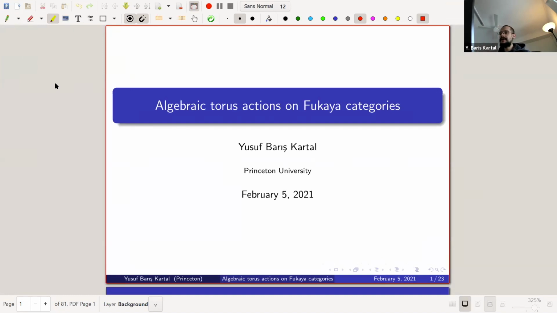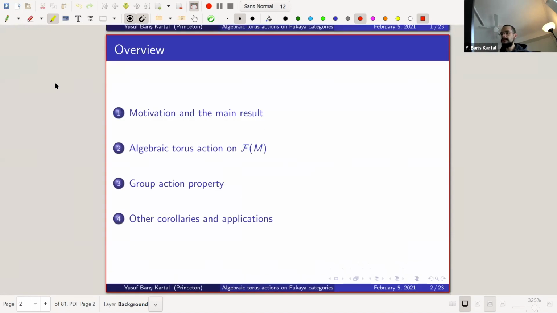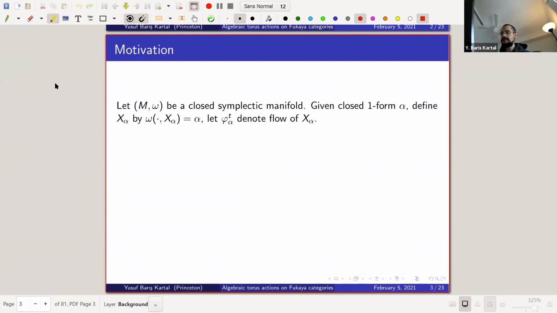Yeah, so I'm going to talk about constructing algebraic actions of algebraic tori on Fukaya categories and how to use this to deduce conclusions about the Floer homology groups under symplectic isotopies that are non-Hamiltonian. So this is an overview. I will start with some motivation, and we'll try to emphasize the geometric side of the story as much as possible.